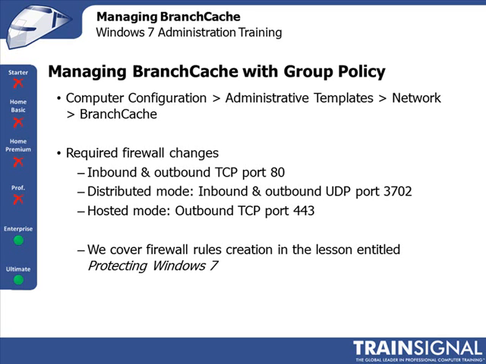When you manage BranchCache with group policy, you have to make some manual changes to the built-in Windows firewall if you have it enabled. First of all, you have to enable inbound and outbound TCP port 80 traffic. If you're going to use BranchCache in distributed mode, you have to enable inbound and outbound UDP port 3702 traffic. And for hosted mode, you have to enable outbound TCP port 443 traffic. We've covered firewall rules in this course in the lesson entitled Protecting Windows 7. If you decide to manage BranchCache with group policy, make sure that you make those firewall changes or BranchCache simply won't operate.